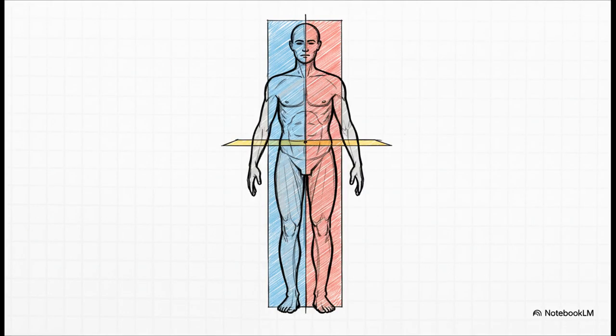Now, there are 3 main planes we use all the time. First is the sagittal plane, which cuts vertically and divides the body into left and right sides. Then you have the frontal plane, which also cuts vertically, but this time it divides the body into front and back portions. And finally, there's the transverse plane, which cuts horizontally, creating what we call a cross-section, separating the upper and lower parts of the body.